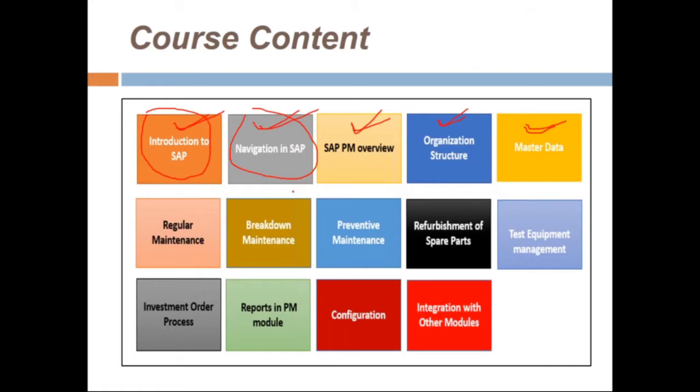After that, once the master data is completed, we will be moving on to the business processes. We'll start with regular maintenance, breakdown maintenance, preventive maintenance, refurbishment of spare parts, test equipment management, okay, and investment order process. And of course, we'll see some reports in the Plant Maintenance module, okay, standard reports, of course, those things. And then we will see the configuration part, okay, at the end. And of course, we will be discussing the integration of PM with the other modules. So this is a high level course content, okay.